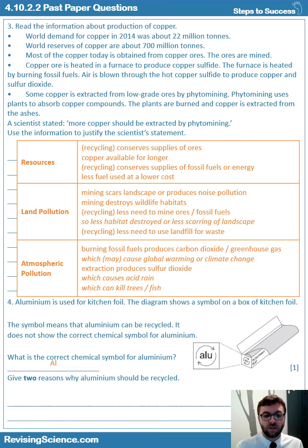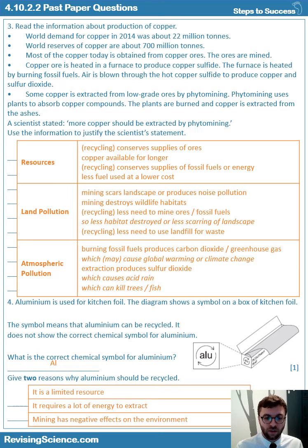We also need to give 2 reasons why aluminium should be recycled. Again, there's a range of ideas. We know that aluminium as a metal is a limited resource, and so therefore we want to recycle it as we will run out. It also requires a lot of energy to extract, and so if we're recycling, we can save some of that energy. And also the mining of aluminium will have a negative effect on the environment, some of the things that we've looked at earlier.